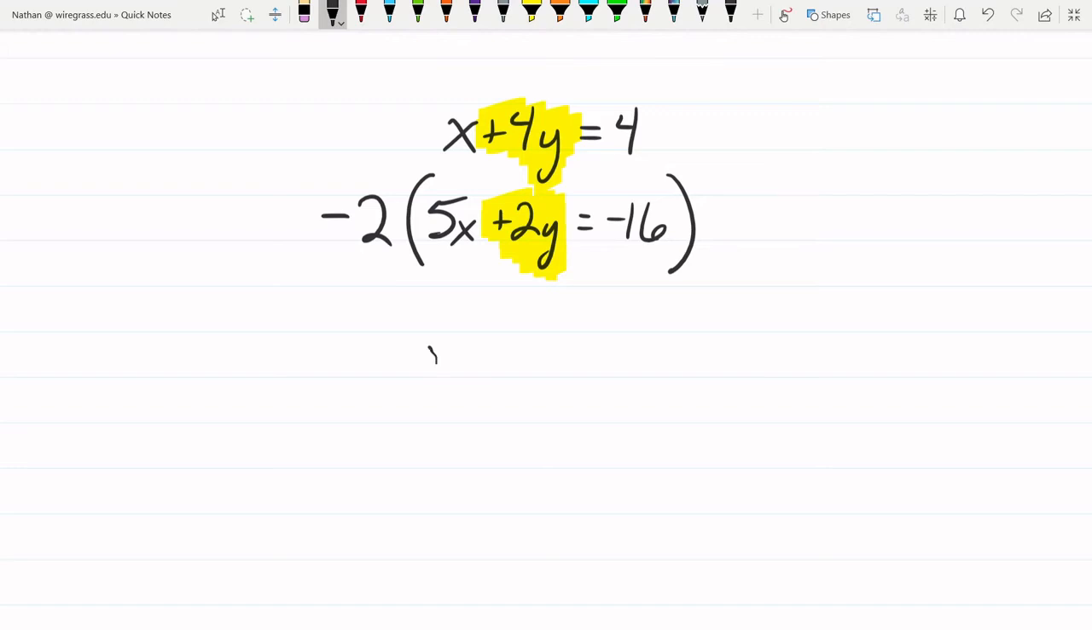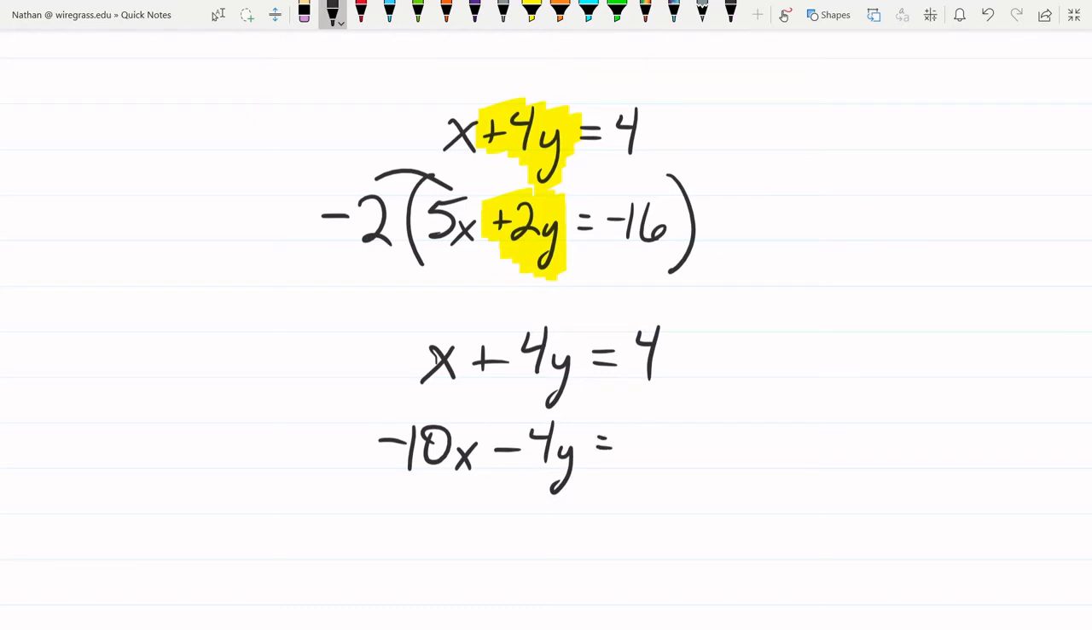So the top equation stays the same, x plus 4y equals 4. And the bottom equation now becomes -2 times 5 is -10x. -2 times +2 is -4y. And -2 times 16 is 32. And now you see that the y's have the same number in front, the same coefficient, but opposite signs.